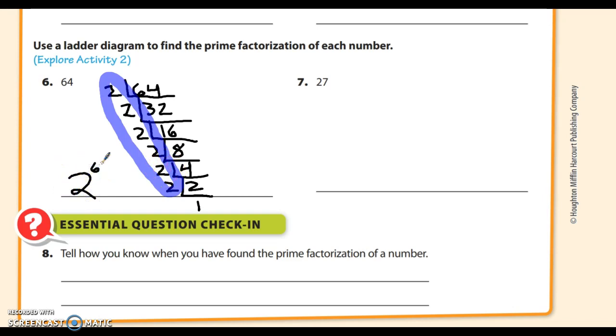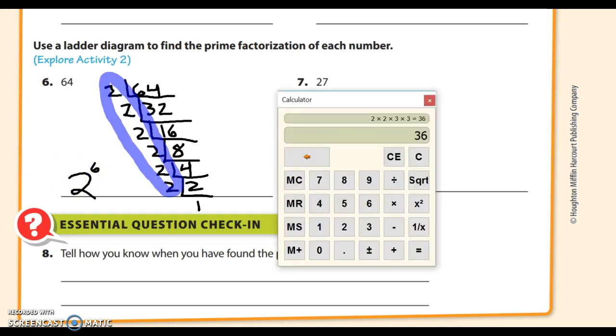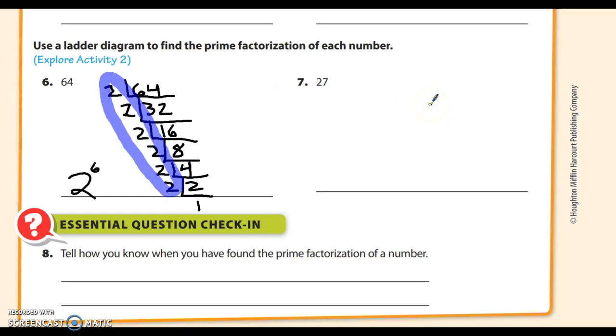The exponent is 6. I know that seems tricky, but I'm going to prove it now by counting out 6 2's. There's 1, 2, 3, 4, 5, 6. I'm going to count them before I hit equals. There's 1, 2, 3, 4, 5, 6. That better be 64. It is. Boom, got it. Let's check out 27.